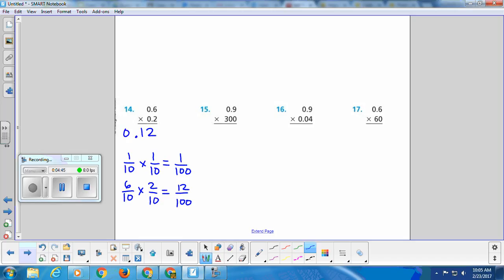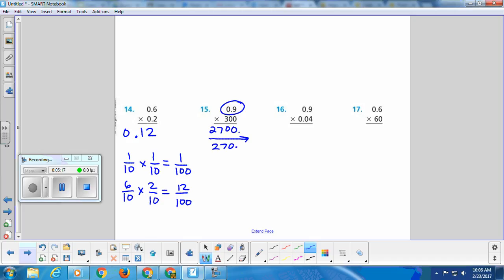Here I see I have 300 times 9, which I know is 2,700. But I have a tenth here. So my decimal place is going to shift one place to the left, these numbers are all going to move this way. So I should have 270 as my answer.